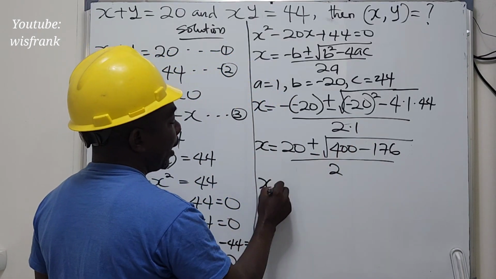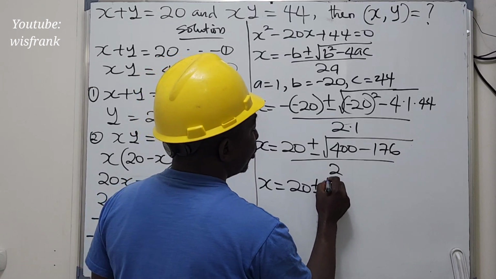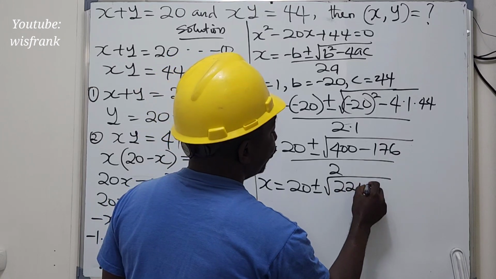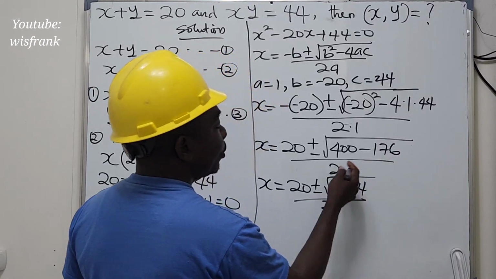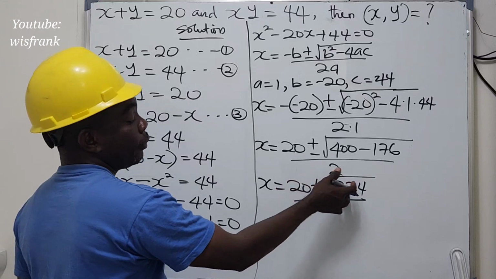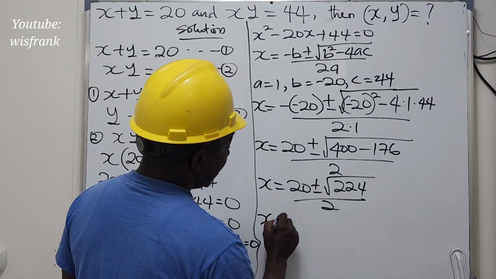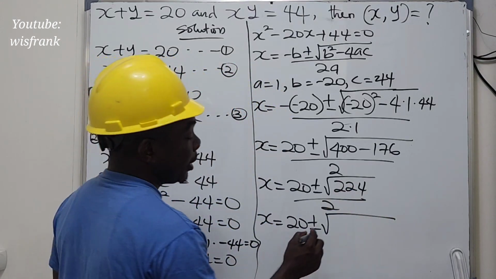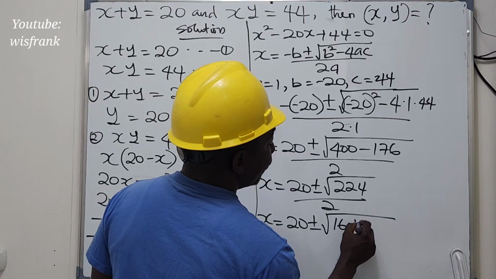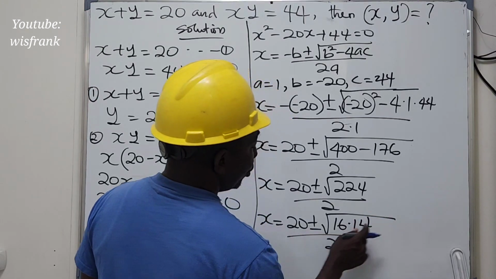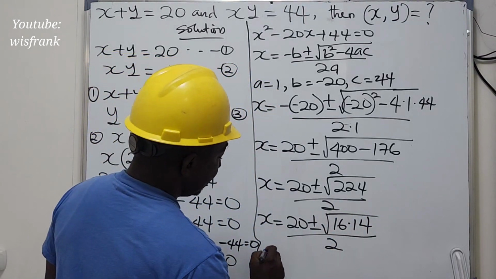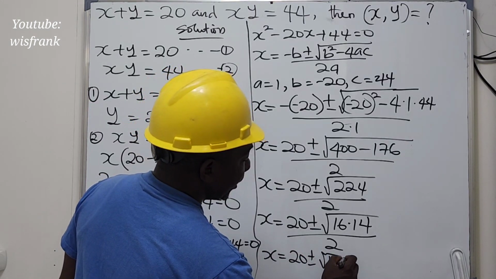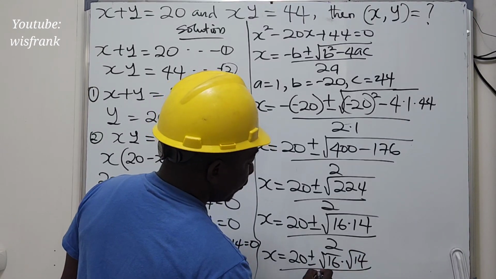So from here we have our x equals 20 plus or minus square root of 400 minus 176, which will give us 224, all over 2. 224 is the same thing as 16 times 14. So we have x equals 20 plus or minus square root of 16 times 14 all over 2. This is the same thing as x equals 20 plus or minus square root of 16 times square root of 14 all over 2.